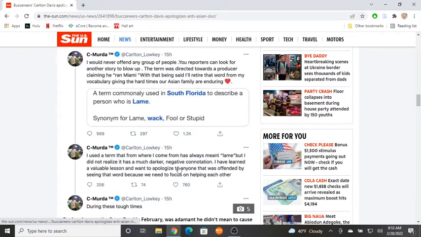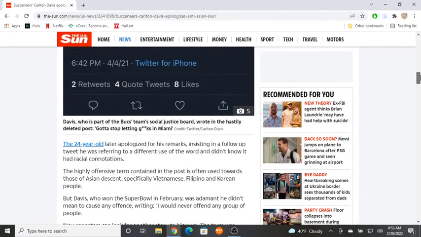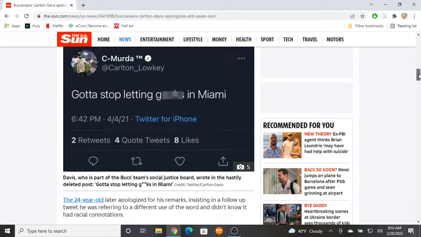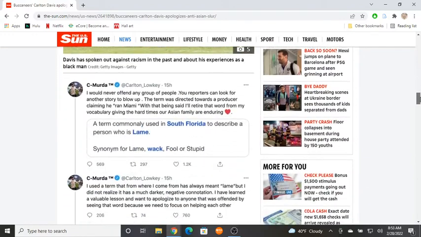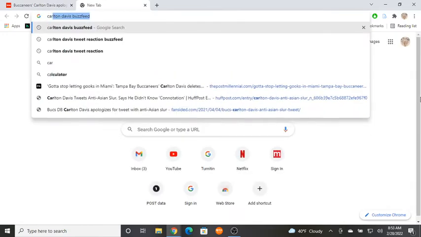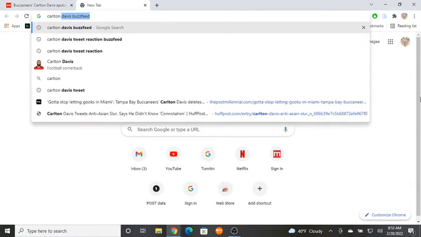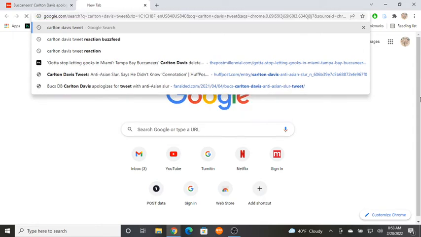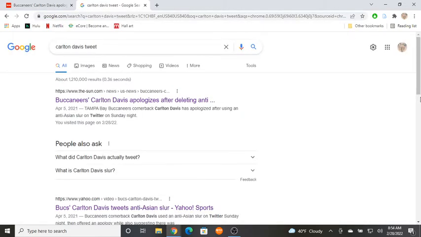Honestly, I think my theory is people have since taken articles down because it had that word in it. So they're kind of censoring the story, which is interesting. But you can go look for this guy. I'll show you how I found the original. I just remembered his name. That's an earlier search that I tried, and I just went Carlton Davis tweet. Easy. That's actually the article we're looking at. It's the very first one.